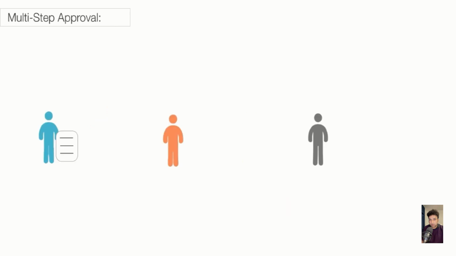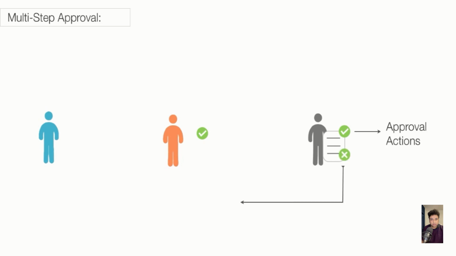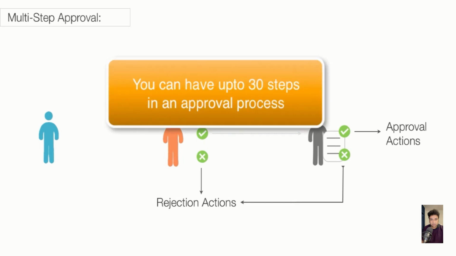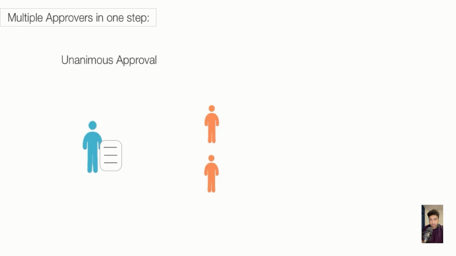In a multi-step approval process, when a user submits the record for approval, the request is sent to the approver. If the record is approved, it is sent to another approver. If the record is approved, approval actions are triggered. And if the record is rejected, then the rejection actions are triggered. You can have up to 30 steps in an approval process.